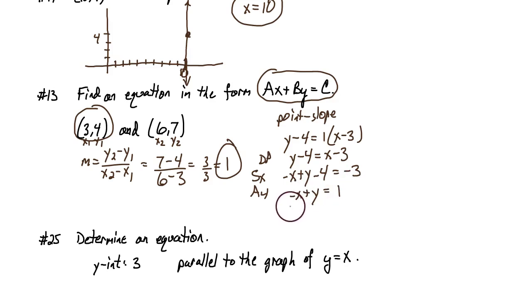Finally, the form ax plus by equals c always needs to have a positive leading coefficient for x. So let's multiply everything by negative 1. X minus y equals negative 1. Here's our equation. If we were to graph this equation, it would make a line on the grid. And 2 points on that line would be 3, 4 and 6, 7.